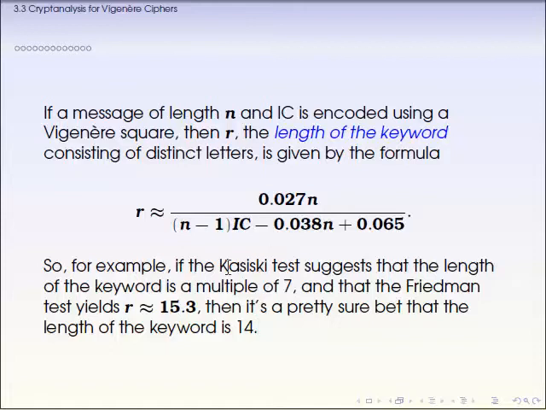So for example, from the Kasiski test, if we suggest the length of the keyword is a multiple of 7, but from the Friedman test, r is very close to 15.3, then 14 is going to be the reasonable result for that.